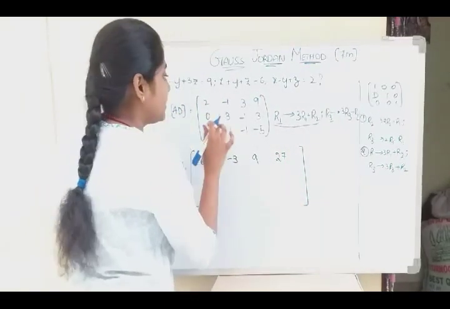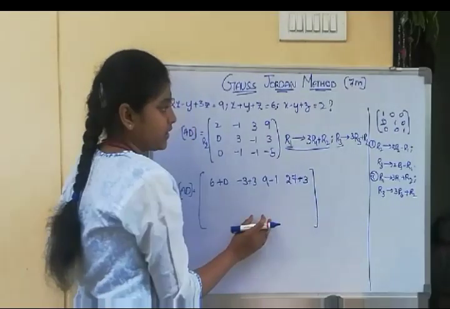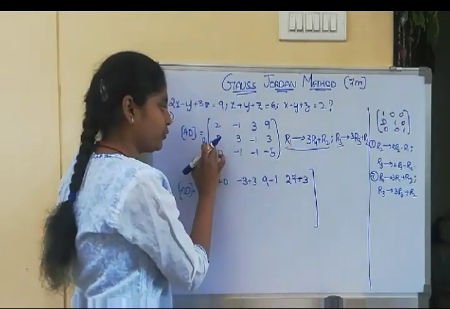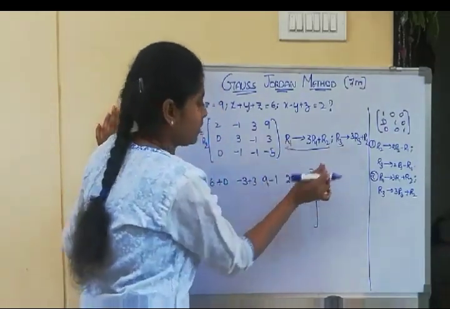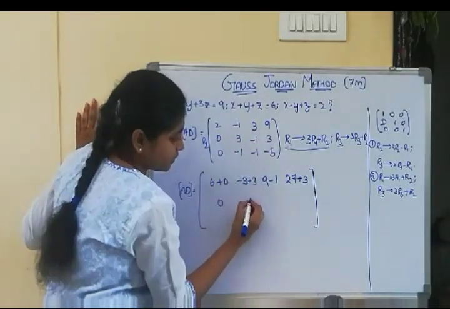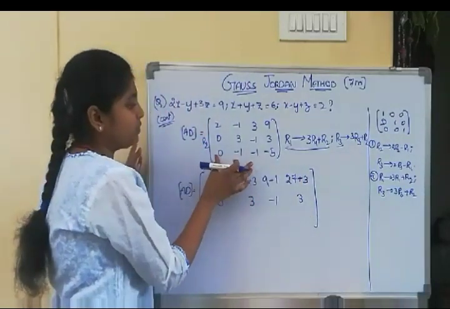Now the second row is not mentioned here. So we don't have any operations for row 2. We have only row 1 and row 3. So we can write our row 2 as this: 0, 3, minus 1, 3.